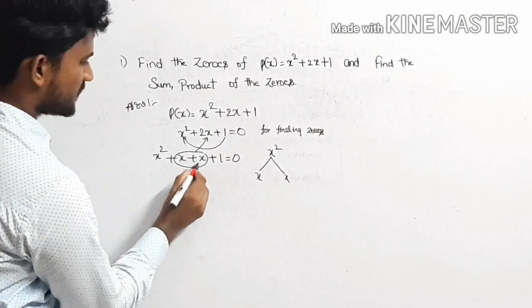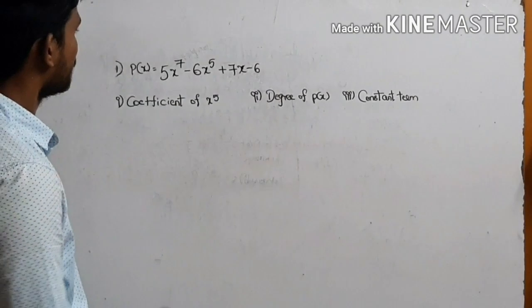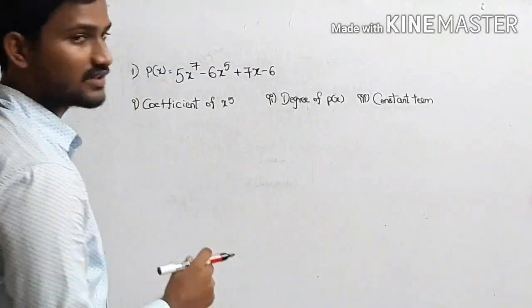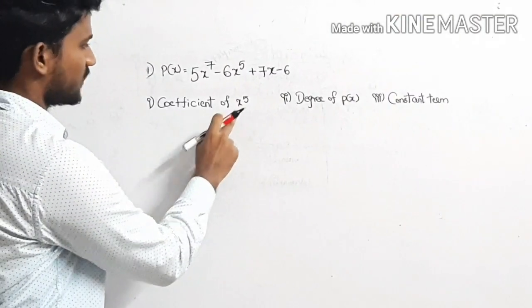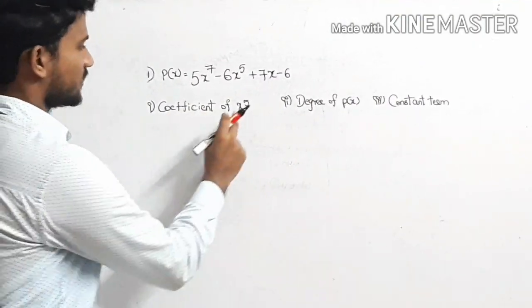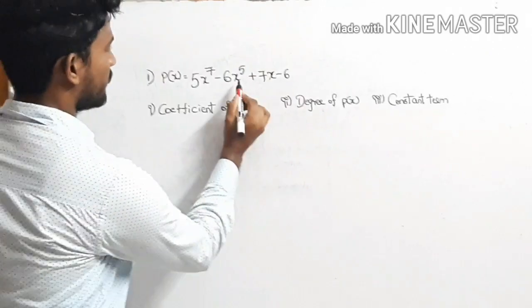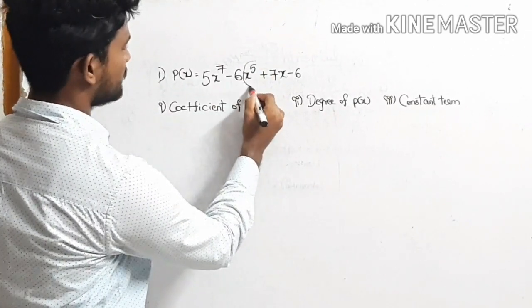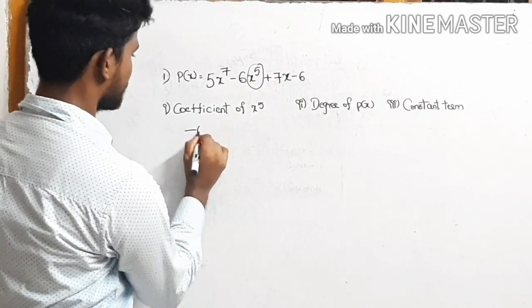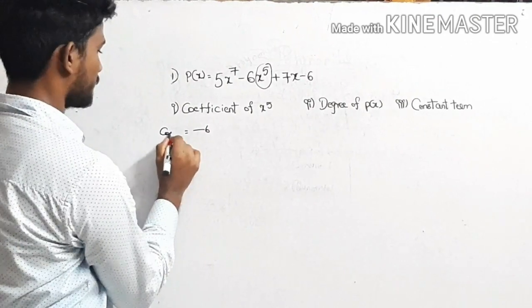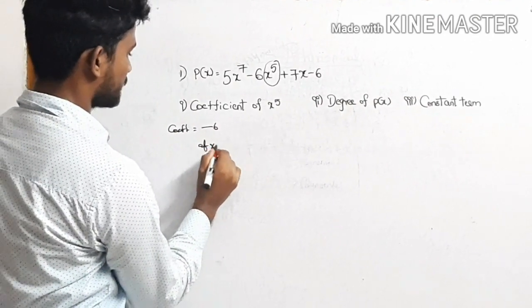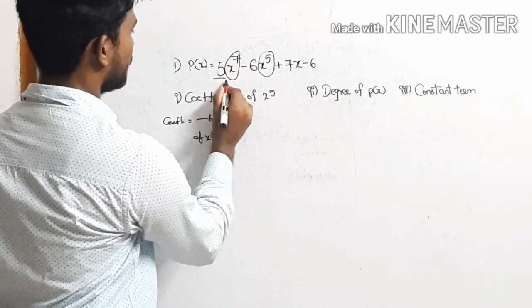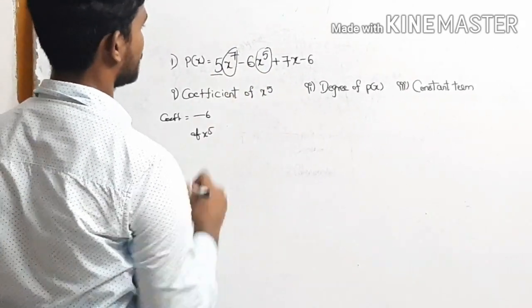Now, p of x equals 5x power 7 minus 6x power 5 plus 7x minus 6. Coefficient of x power 5: the coefficient means the term which is in front of this x power 5, that is minus 6. Minus 6 is the coefficient of x power 5. Then 5 is the coefficient of x power 7.